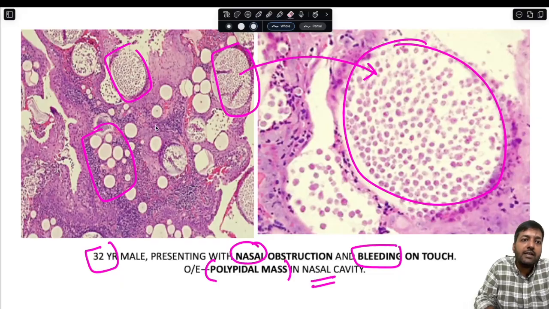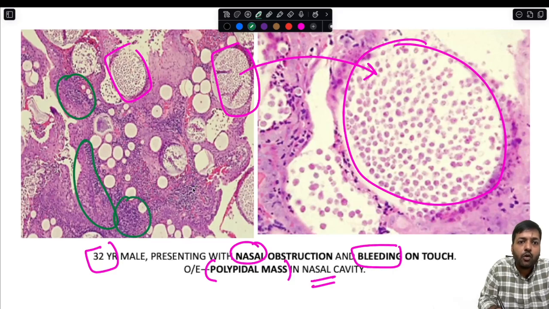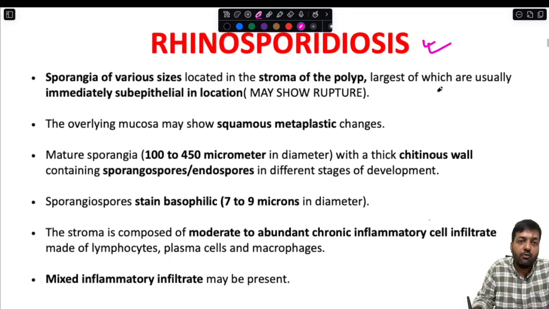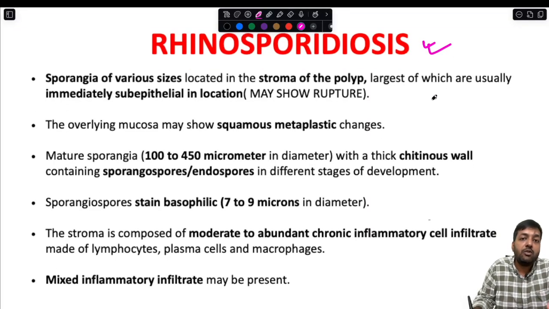Now the stroma is also comprising of chronic inflammatory cells, as you can appreciate over here. Okay. So what is the diagnosis? Yes. What is the diagnosis? The diagnosis is rhinosporidiosis. So what are the most important histopathological features?